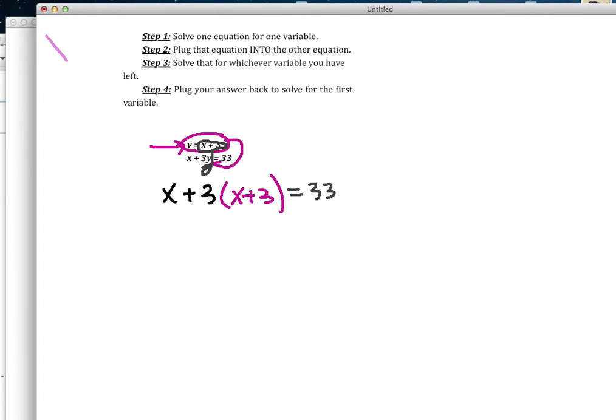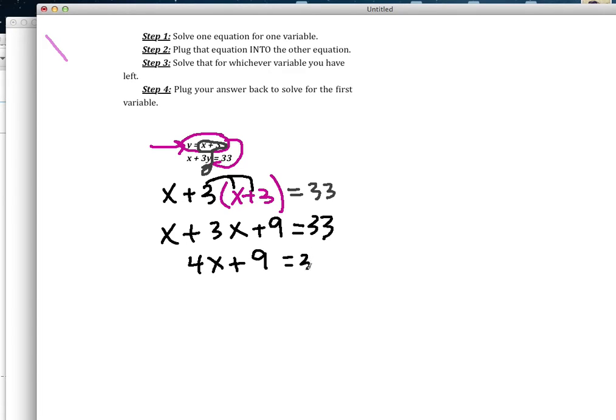So now, and this is why it's beneficial, we only have one variable. Before we had these 2 variables, that's not that helpful. Now we just have 1. So now we're just going to solve for x. We have x plus 3 times x plus 3, which is x plus 9, because I used the distributive property here, and that still equals 33. I'm going to combine like terms here. I get 4x plus 9 equals 33. I need to get x alone. I'm going to subtract 9 on both sides. So we get 4x is equal to 24. Therefore, x must be equal to 6.